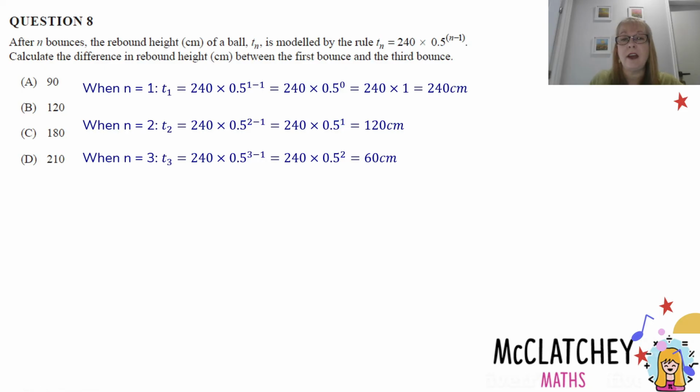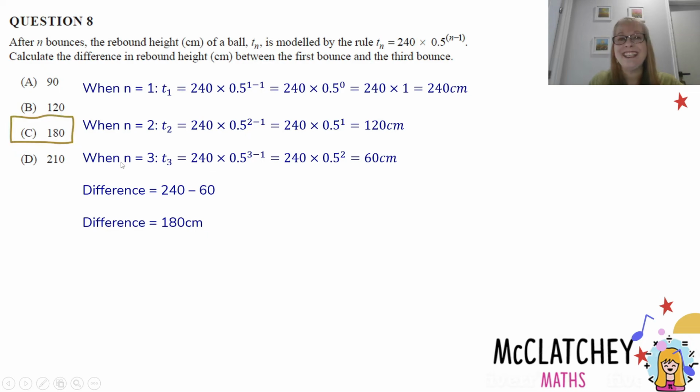Okay, so you can see there's a halving principle that happens here each time, which is where we get this half from here. So this halves and this halves. So now I need to find the difference between the first bounce and the third bounce, which is 240 take away 60, which gives me 180 centimetres, which means my answer is C.